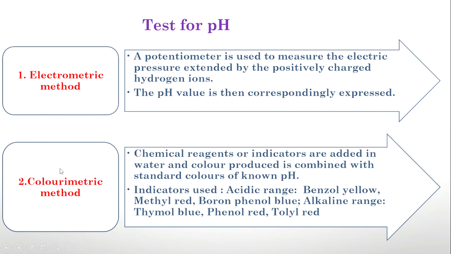In the colorimetric method, it is just like our litmus paper which we have studied in our plus 2 classes. So some indicators will be there: bromophenol yellow, methyl red, bromophenol blue, or for alkali, thymol blue, phenol red, cresol red. These are some indicators. So using these indicators, we will find whether the water is having acidic pH or basic pH. It will show some color changes, and from that we can identify whether it is acidic or basic. So there are two methods, electrometric and colorimetric.